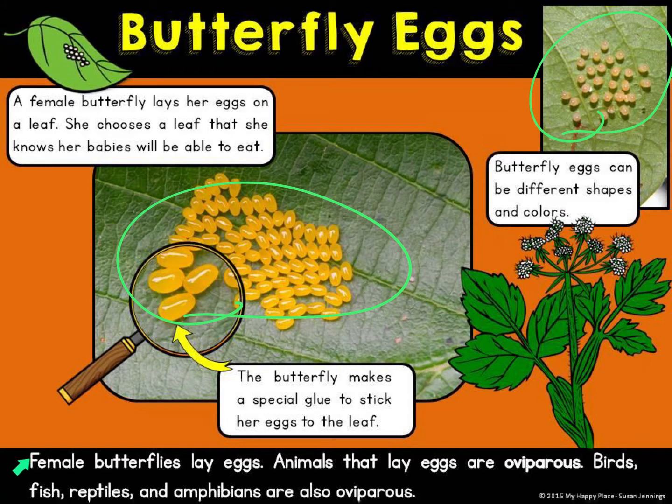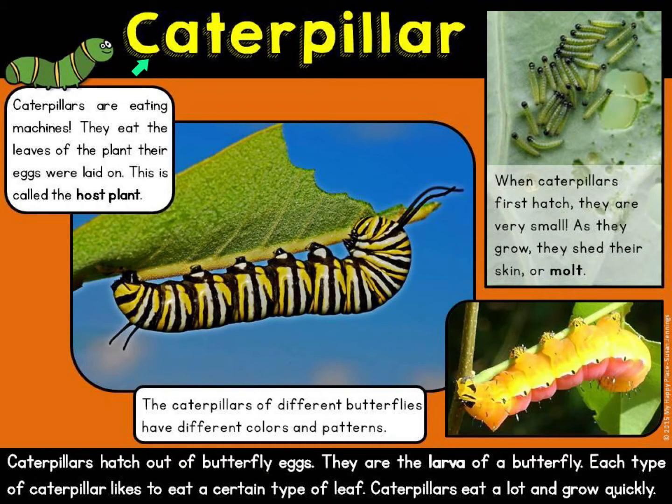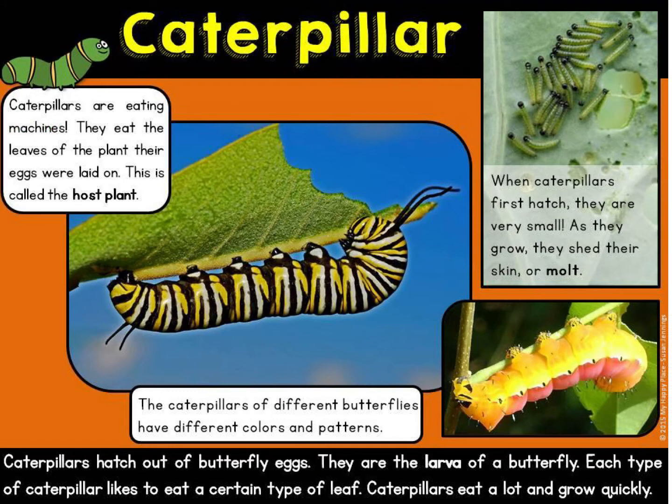Female butterflies lay eggs. Animals that lay eggs are oviparous. Birds, fish, reptiles, and amphibians are also oviparous. Then the eggs turn into a caterpillar. Caterpillars are eating machines. They eat the leaves of the plant their eggs were laid on. This is called the host plant. The plant their eggs were laid on.